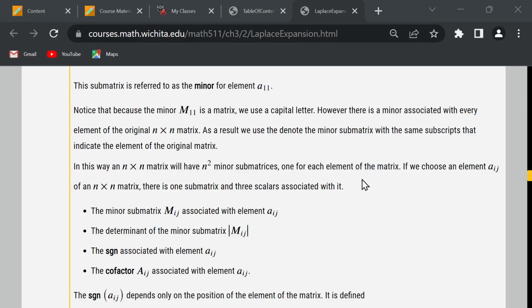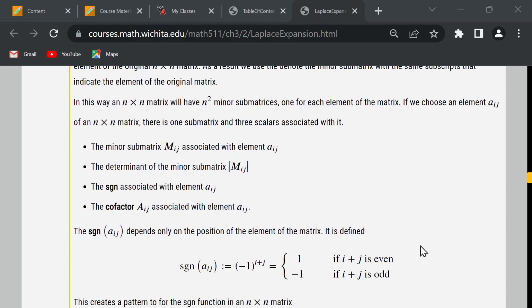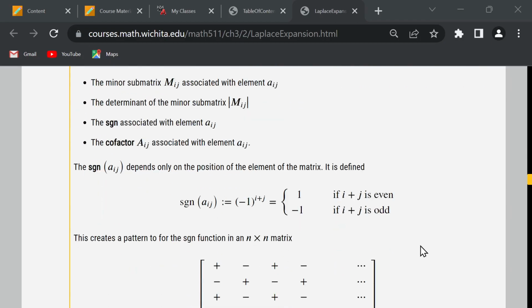Now, I don't like using capital A. I have a different notation. But I got to stick with what's in the textbook, okay? I don't want to deviate from the textbook too much. So, what is the definition of the SGN, or sign, associated with element Aij? Well, it's a 1 if i plus j is even, and a negative 1 if i plus j is odd. In other words, it's negative 1 to the i plus j power.